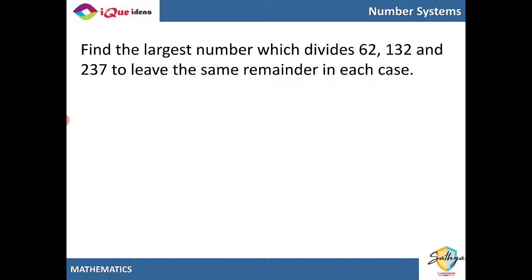The largest number which divides 62, 132 and 237 to leave the same remainder. Now what is the remainder? I don't know. So the technique here is you take two of the numbers together at a time.